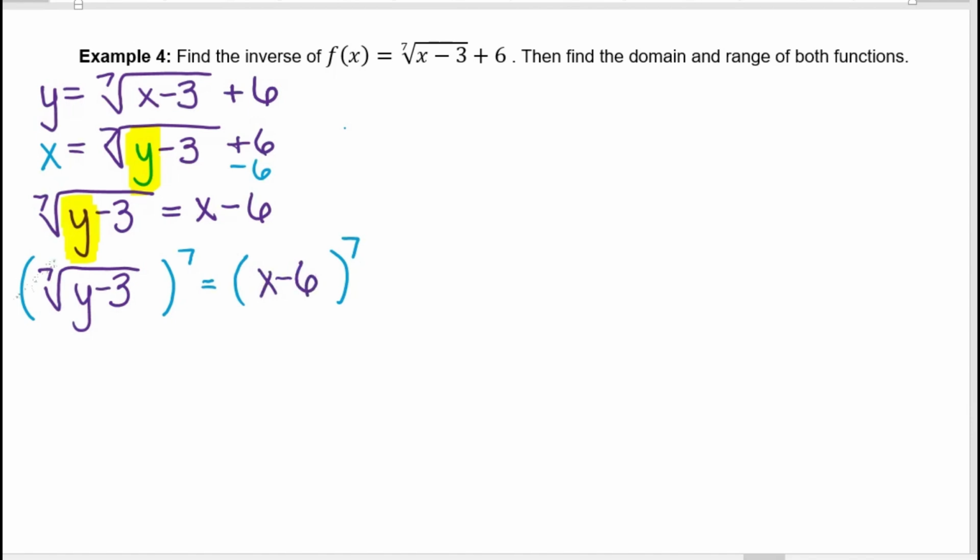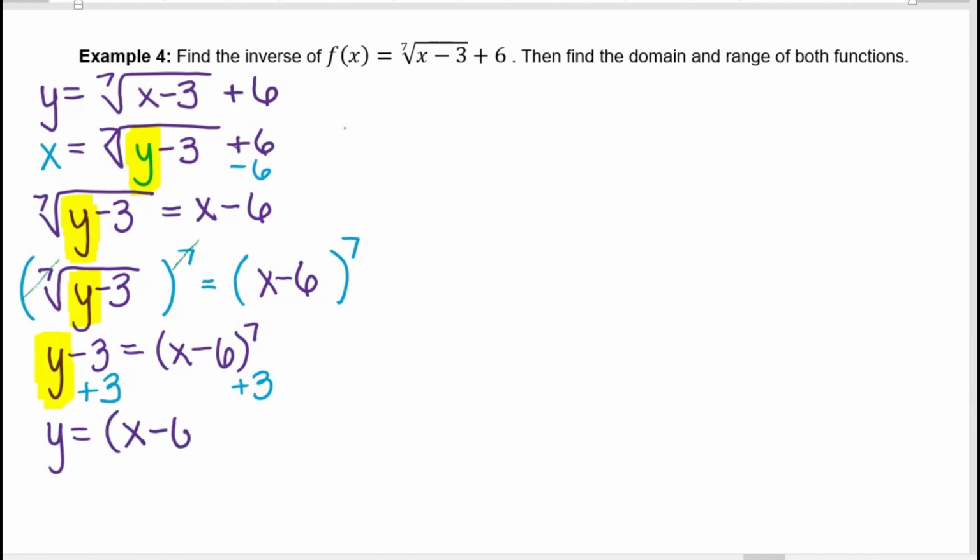On the left-hand side, the 7th root and the 7 are going to cancel each other out, or undo each other. So we get y minus 3 is equal to x minus 6, to the 7th. You cannot distribute that 7 because we have subtraction inside the parentheses. And we still need to get the y by itself. Keep in mind, we're solving this entire equation for y. So we need to add 3 to both sides of our equation. We get y is equal to x minus 6, to the 7th, plus 3.